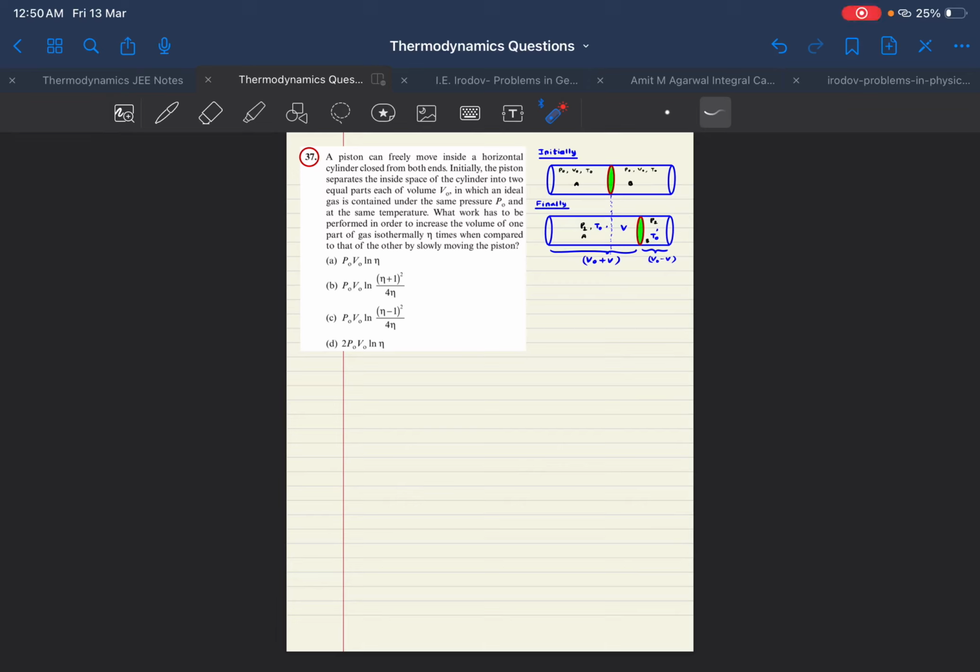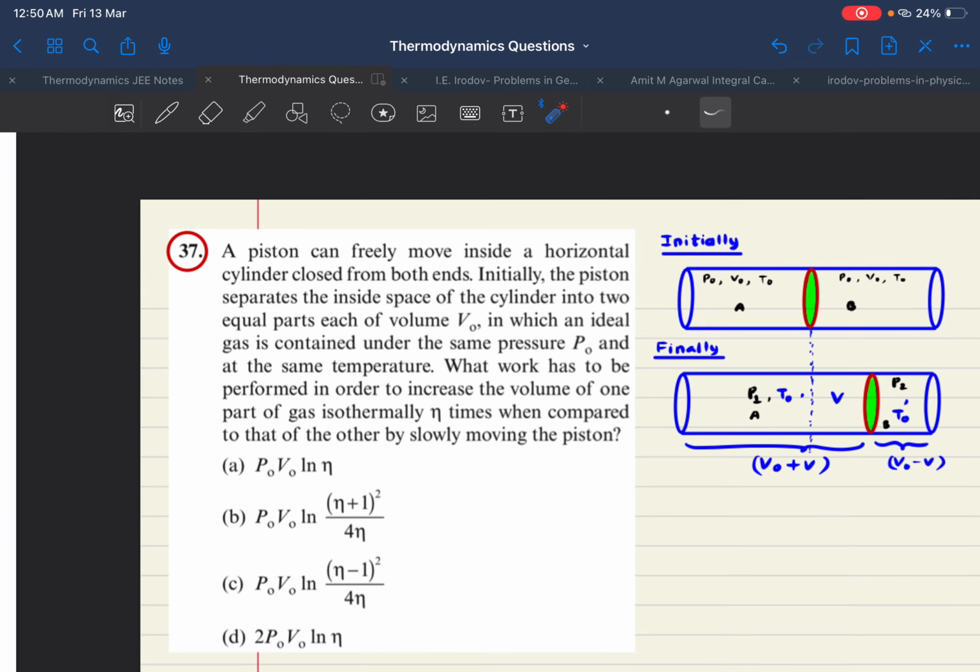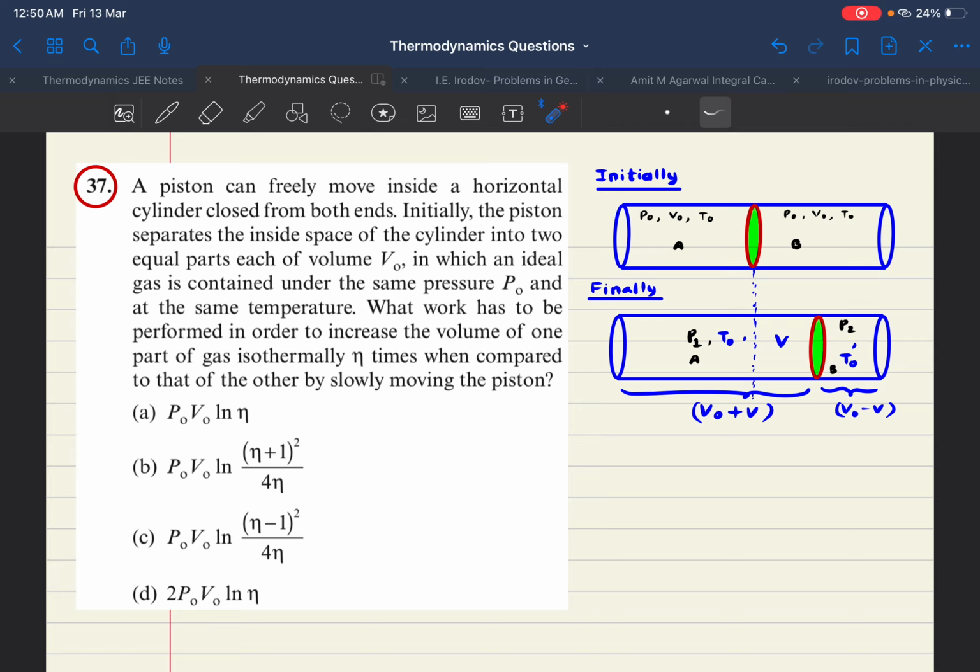Hello students. Today we have a very good question. I would say it's a purely advanced level question and highly conceptual. So, first of all, let's read the question.